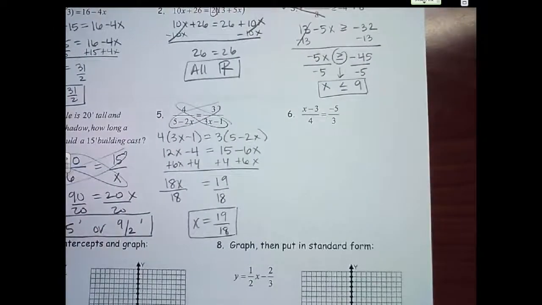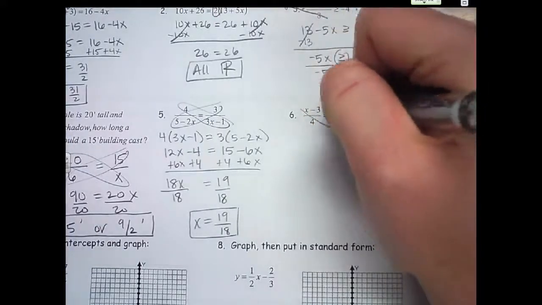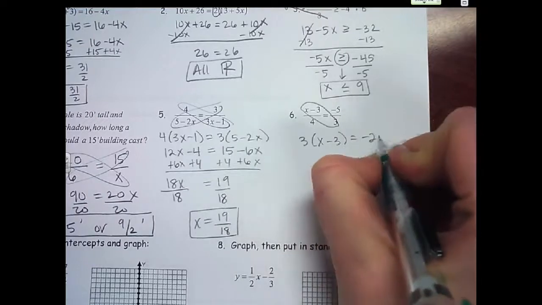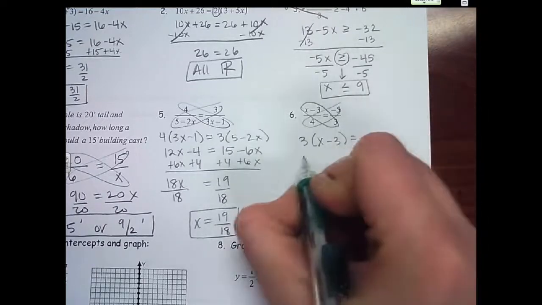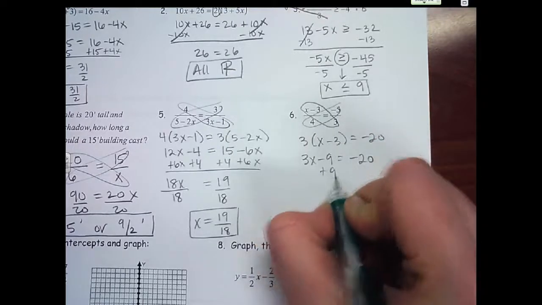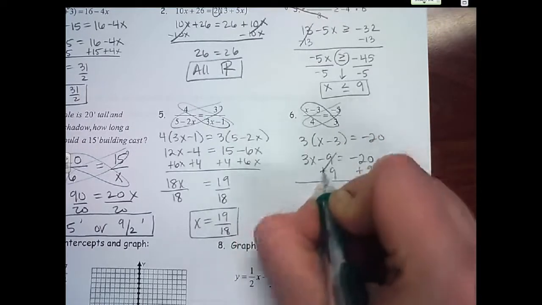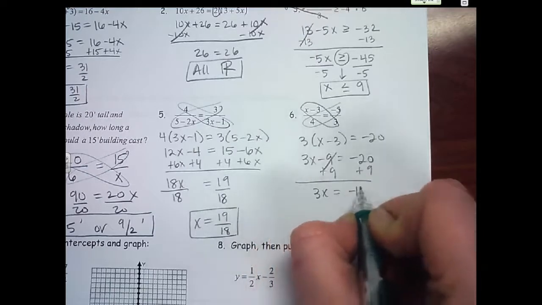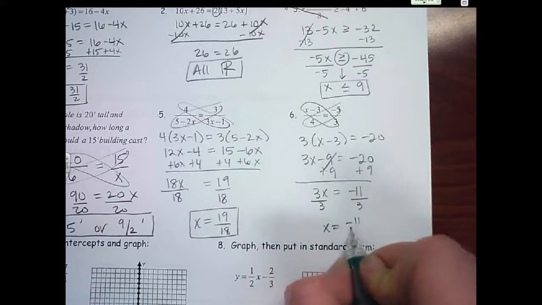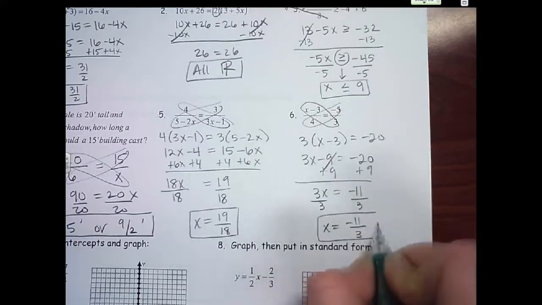Number 6, another proportion. 3 times x minus 3 equals -20. So 3x minus 9 equals -20. Add 9. 3x equals -11. Divide by 3, so x equals -11 thirds.